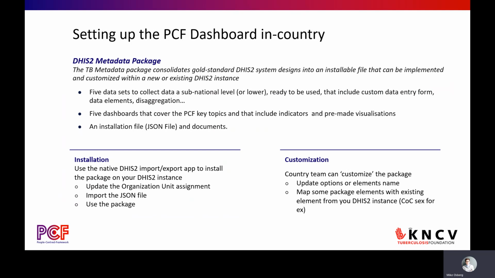If you want to do more customization to the package itself, you can update some of the indicator or element names. You can map existing elements from your own DHIS2 instance. There may be some sex or age disaggregations that you would like to use that already exist on your DHIS2 system, so you can customize the metadata package to match some of those. But once you've done that, you just take this installation file, navigate to the installation piece of DHIS2, and you're ready to go.